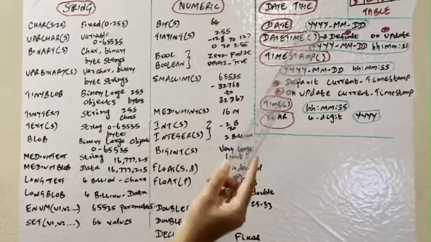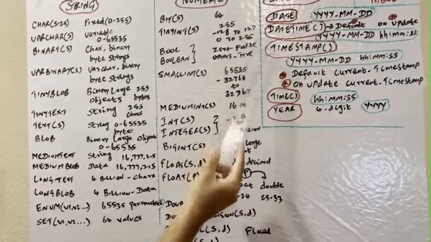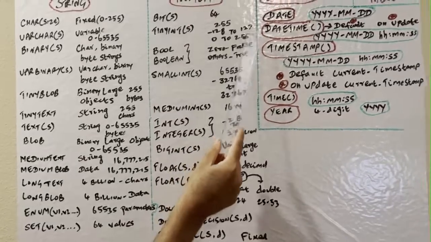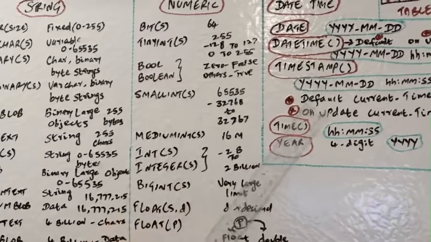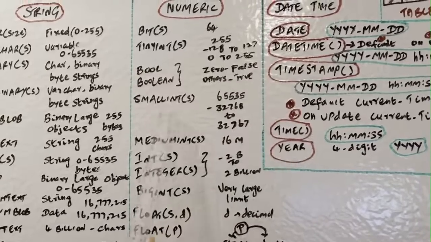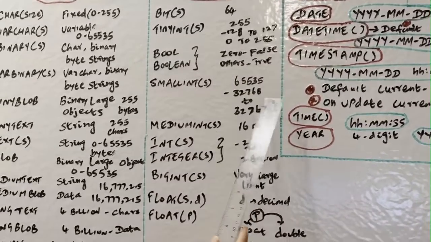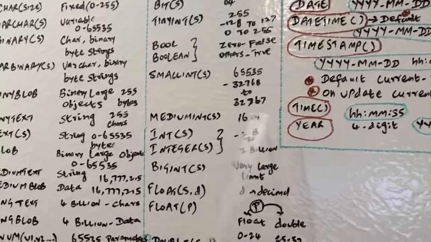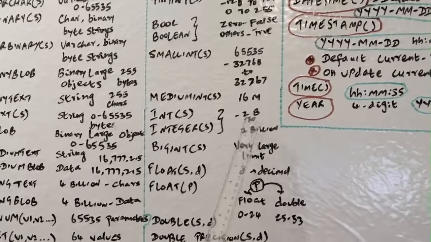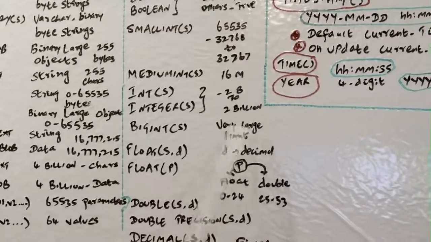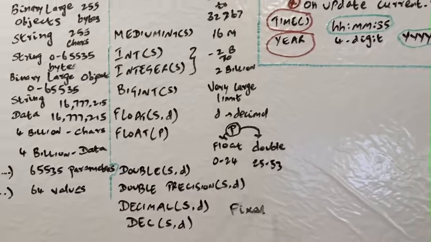Bit, very basic thing of data, 64. Tinyint, 255. The range is negative 128 to positive 127. Total is 255. Bool or Boolean is yes or no, 0 is false, others are true. Smallint, 65535. Overall range, negative 32768 to 32767. Mediumint is 16 million. Int, integers, negative 2 billion to positive 2 billion. Bigint, very large limit. You can't even put a number on that one.